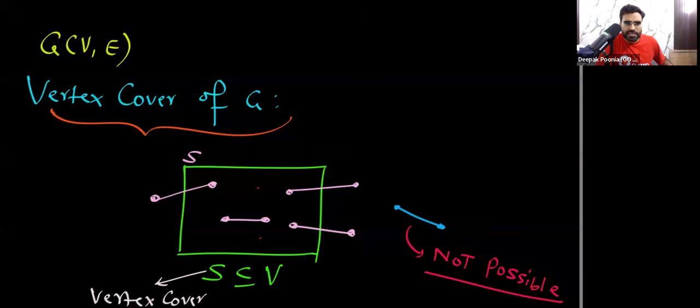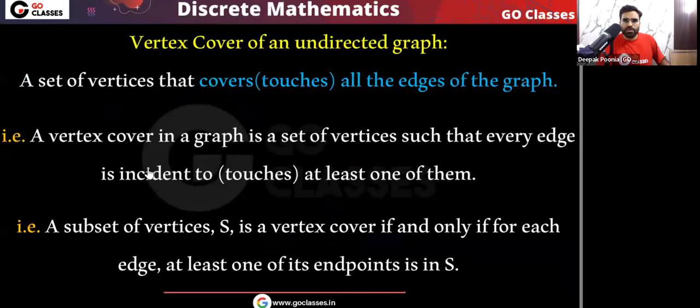Agree? So what I can say is that every edge will have at least one endpoint in this vertex cover. Very simple. Both are also fine. For example, this edge has both the endpoints in this vertex cover, and this edge has one endpoint in this vertex cover. But the point is, this vertex cover should cover all the edges. So whatever edge you take, it will have at least one endpoint in this vertex cover. So this is the definition.